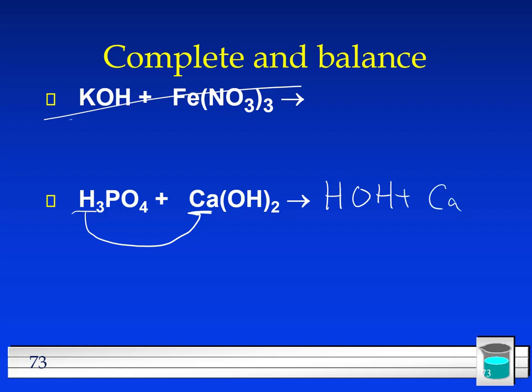And Ca was next to OH, now Ca is going to be next to PO4. So I did what the name said to do. I did my double replacement. Now it's time for subscripts. Phosphate on my list is 3 minus. Calcium is in group 2A, so it's 2 plus. That doesn't add up to 0, so it's got to be Ca3(PO4)2. H is 1 plus. I look up OH on the chart, it's 1 minus. That adds up to 0.